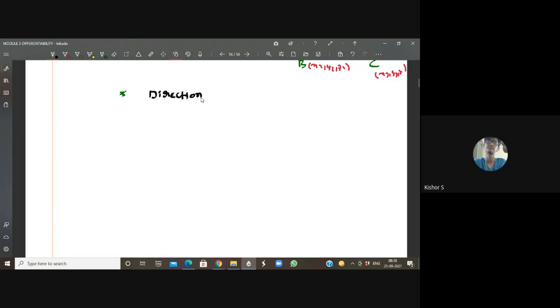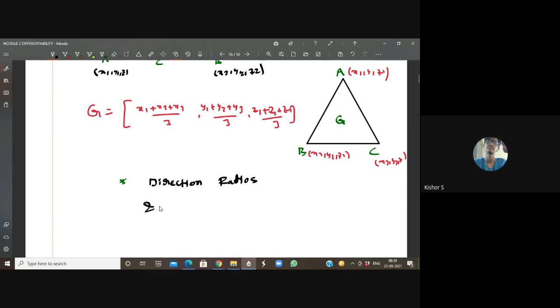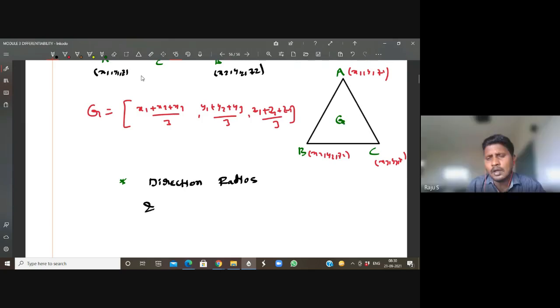Sure. Could you scroll? Show the triangle. Okay, direction ratios. Sure. G is the midpoint. Is the coordinates of the No, midpoint. G is called the centroid.